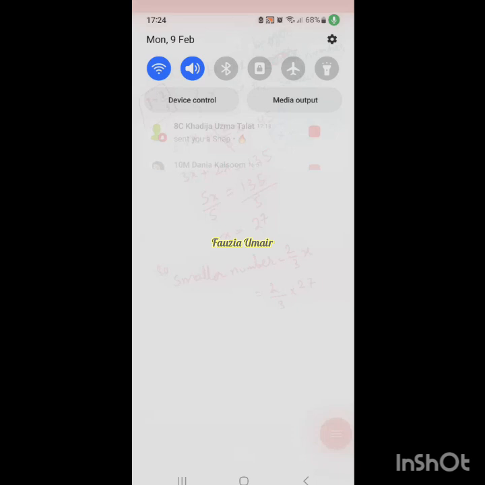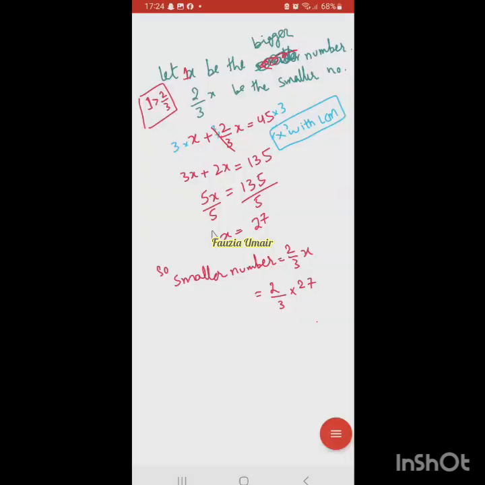So the smaller number is not x, so 27 is not the answer. We will say the smaller number is 2/3 x. So put the value of x: 3 nines are 27 and 9 twos are 18. So what is the smaller number? 18.